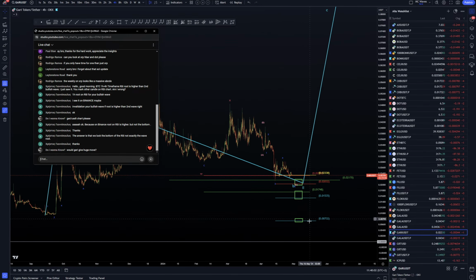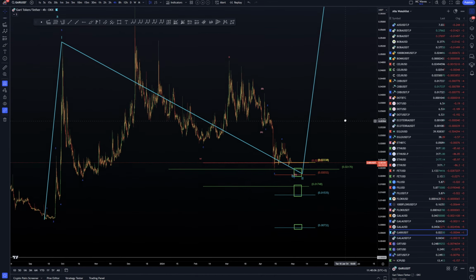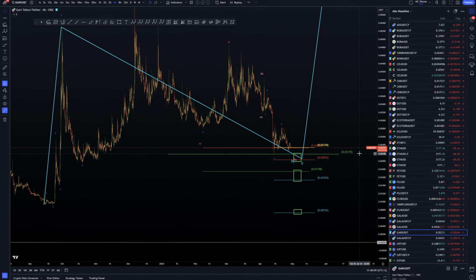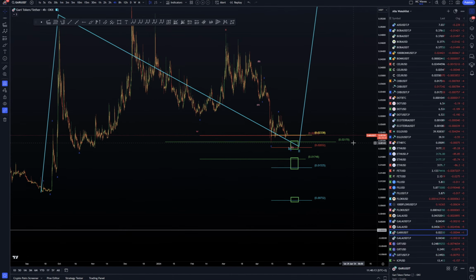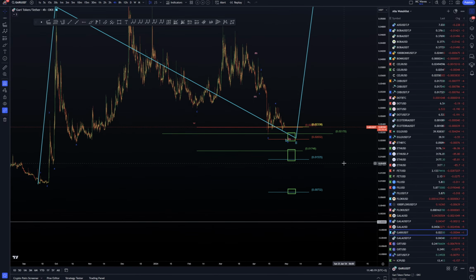That is GARI, by the way. So these are the 3 targets you have below. It's between 0.021 down to 0.020, okay? And well, first target, second target, 0.017, 18 down to 0.015.